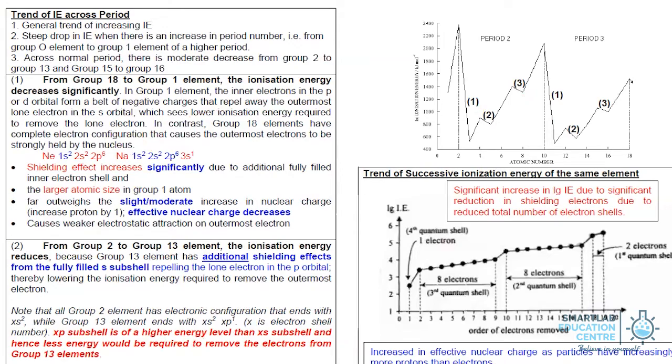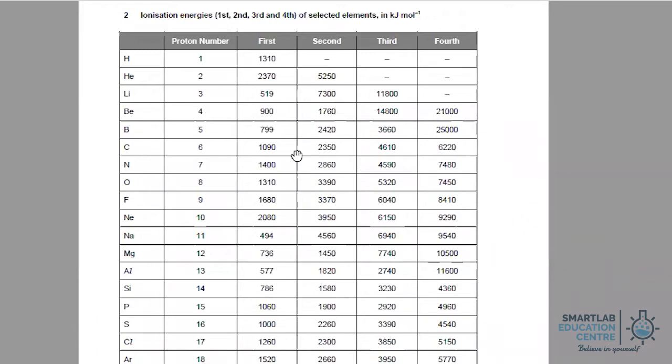With that, coming to the last portion. The last portion is to look at the trend of successive ionization energy of the same element. That information is also presented in the data booklet. As you can see, you can take neon and look at the ionization energy that's been given, the successive ionization energy from the same element.